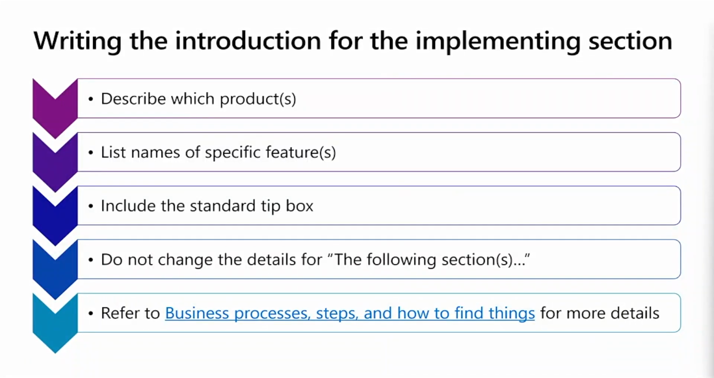The tip box that I showed you about the glossary, you'll want to make sure you include that. And don't change any of the text that starts out the following sections describe and so on. So that's standard text that explains to people how to use the table. The article, Business Processes, Steps, and How to Find Things, which we've included a link here to, includes the details about all of the other process steps that I'm about to explain to you.